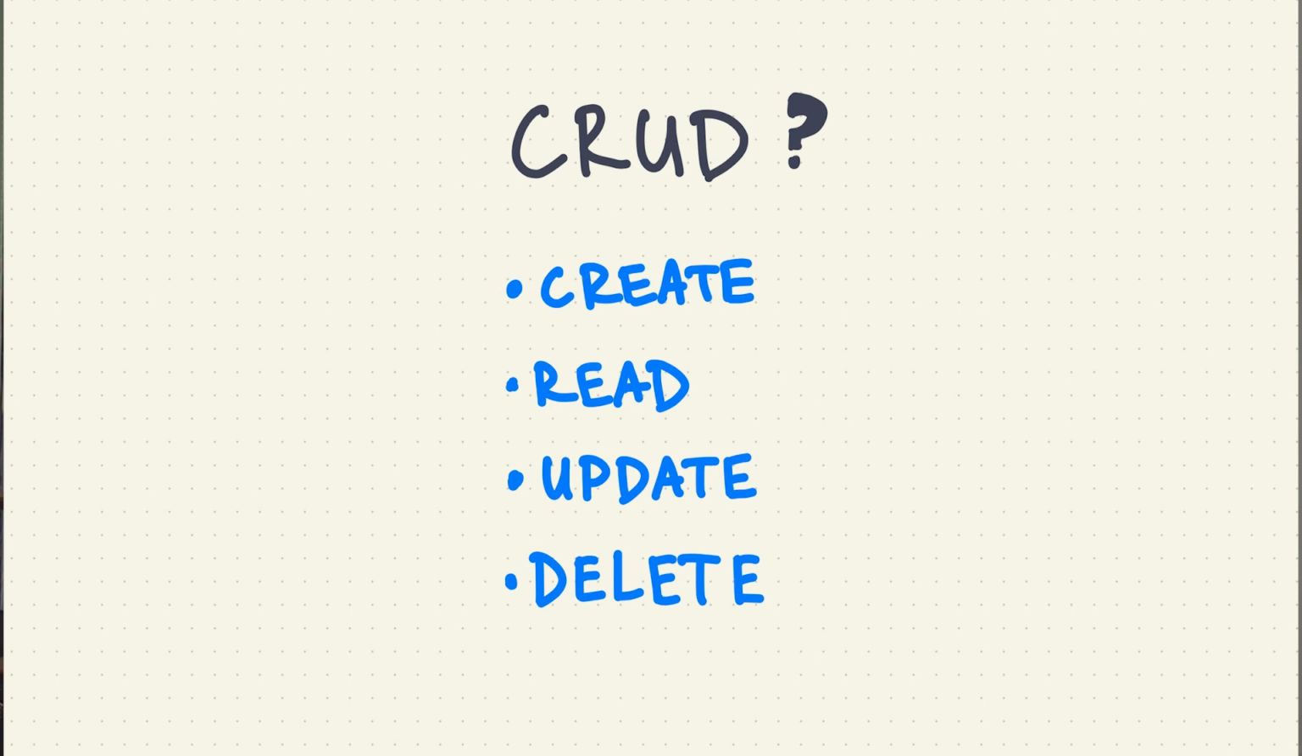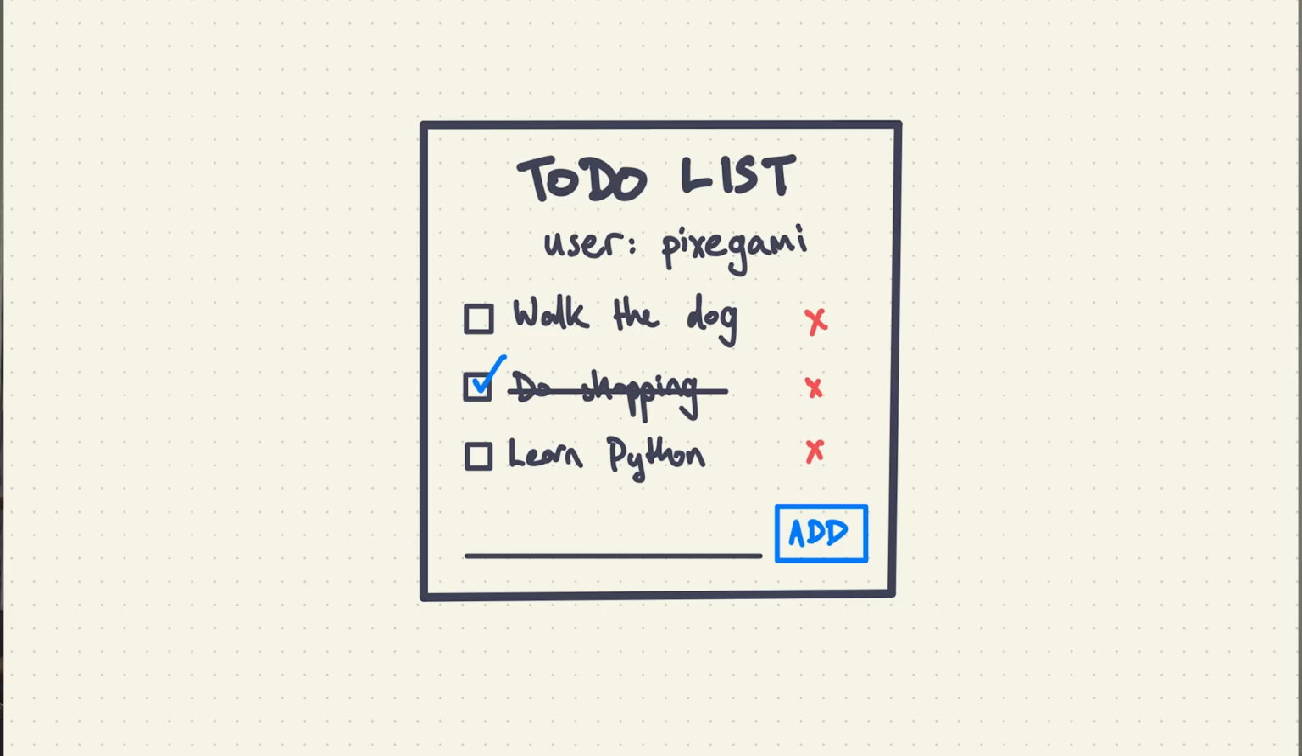And practically every type of app will need to do these operations with its data, whether that's posting a tweet or uploading an image. So building a CRUD application is an excellent first step towards building something much bigger. A to-do list app is a great example of a simple CRUD app. We can create new tasks, edit them, mark them as done, and delete them.